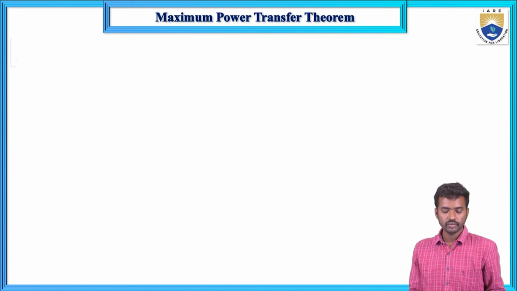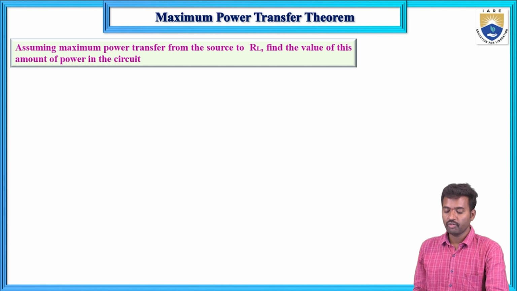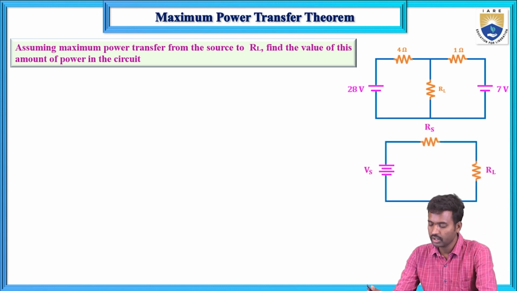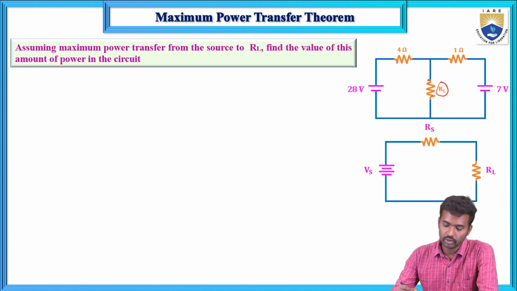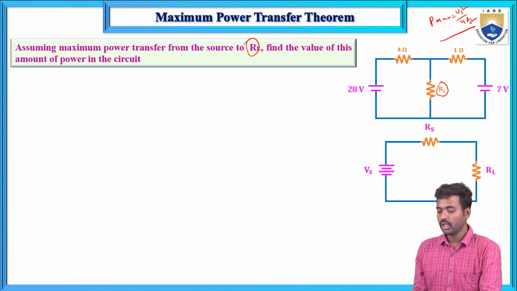Now here the third question: assuming the maximum power transfer from the source to load, find the amount of power in the circuit. Now here, from the source to load, first convert this circuit into the Thevenin's equivalent circuit. Find this RL value, and find this maximum power also, P maximum equals Vs square upon 4RL. Now first determine Vs and RS.